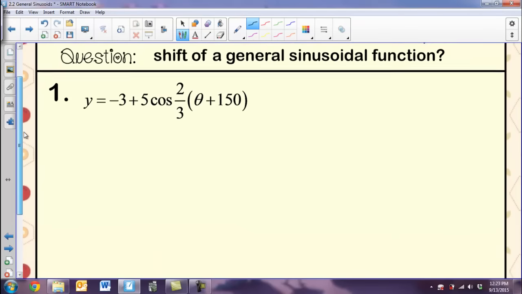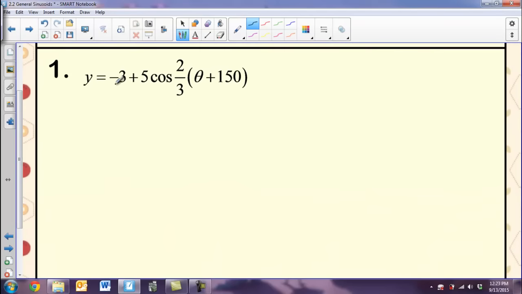Okay, so we have this first equation. Y equals -3 plus 5 times the cosine of 2/3 theta plus 150. Remember, if you have a theta in your equation, usually that means you're going to graph in degrees. So we're just going to start in degrees, and we'll do some radians in a little bit. So the first thing you're going to do is name all that ABC business. So if I'm looking, remember, my general function is y equals c plus a, and this is cosine, so I'm just going to write a cosine in there, b theta minus d.